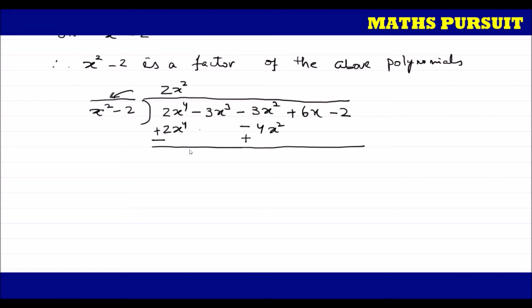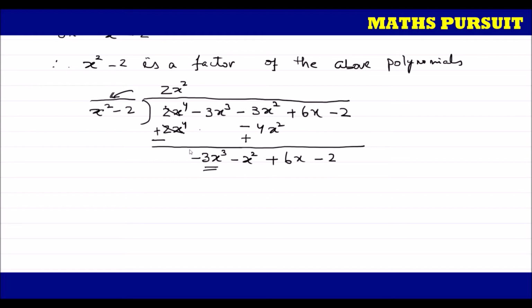Now this 2x to the power 4 and minus 2x to the power 4 cancel out, and we are left with minus 3x to the power 3, then 4x to the power 2 minus 3x to the power 2 is only x to the power 2, plus 6x minus 2. So we got minus 3x to the power 3 plus x to the power 2 plus 6x minus 2.